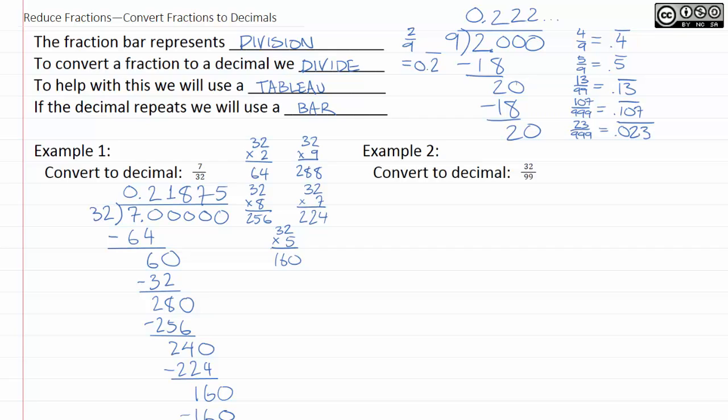0.023023023. Well, you can see how that ties into example 2, because with 32 over 99, we're going to have 0.32 repeating. 0.3232323232. If you know to look for this, you can actually use it to your advantage.